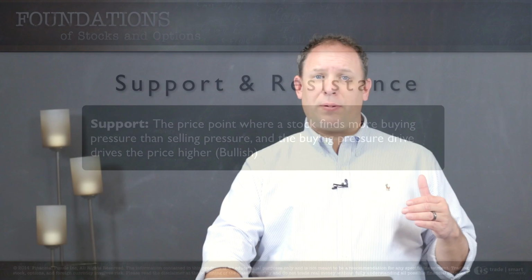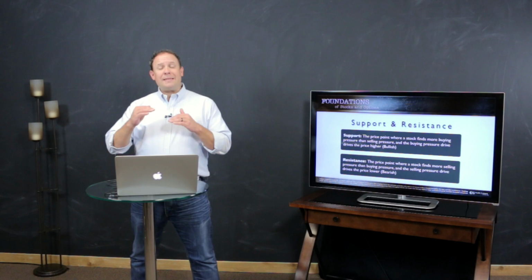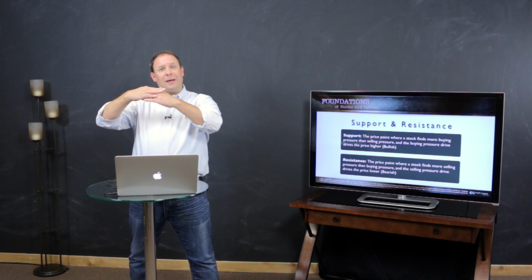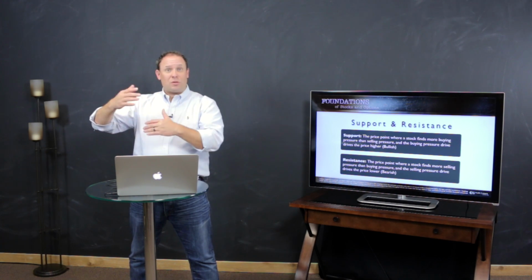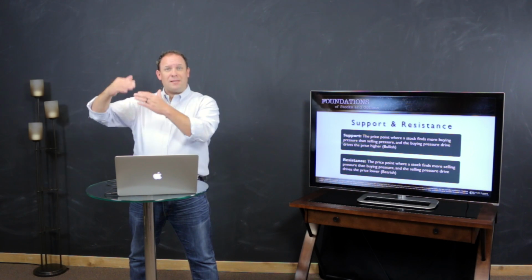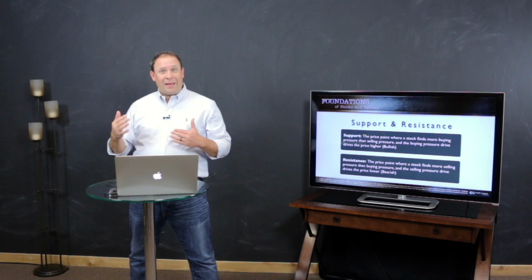We'll call that support. Now, resistance is going to be the exact opposite. Resistance we're going to define as the price point where a stock finds more selling pressure than buying pressure, and the selling pressure drives the price of the stock lower, thus creating a bearish situation. So let's think about resistance as the opposite of the floor. Resistance is going to be like the ceiling. So if you're on a multi-story building and you're jumping up and down and you keep running up into the ceiling, what happens? Well, eventually maybe you'll break through, but most of the time you're probably going to get a headache, right?